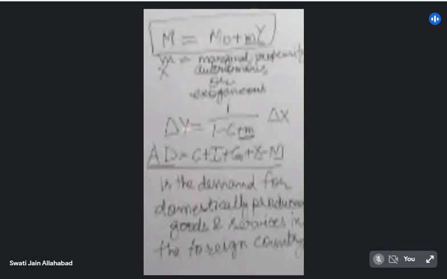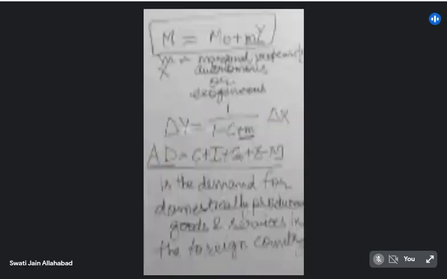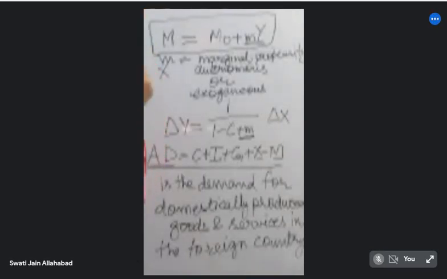Anyone? Hariom, are you in the class? Ma'am, delta m upon delta y. Exactly. Why? Because every time we do the same thing. This marginal propensity to import is delta m by delta y. As we were doing with marginal propensity to consume, MPC is equal to delta C by delta y, similarly m is equal to delta m by delta y.